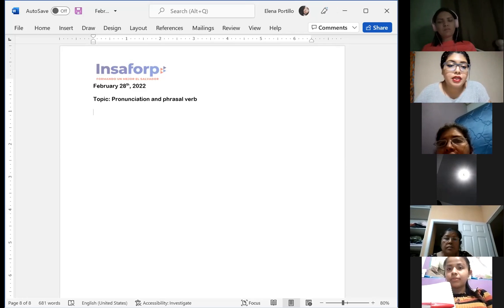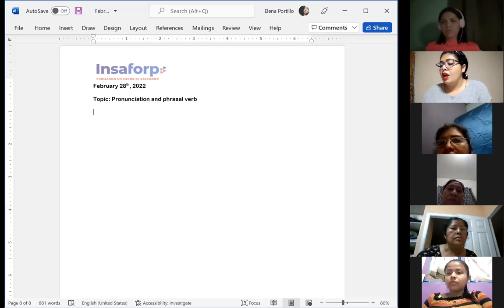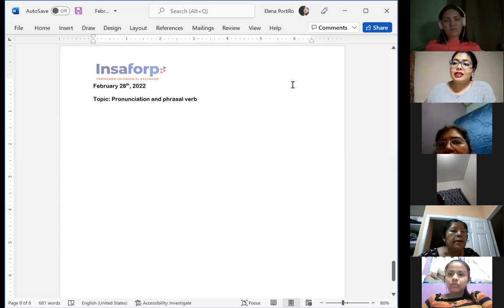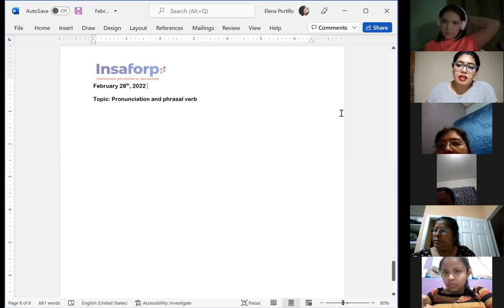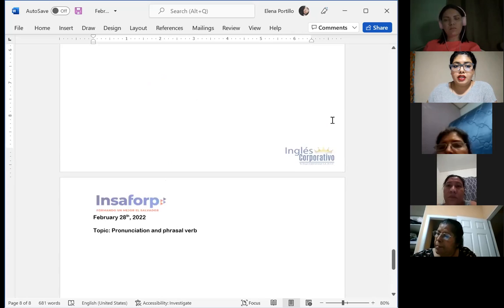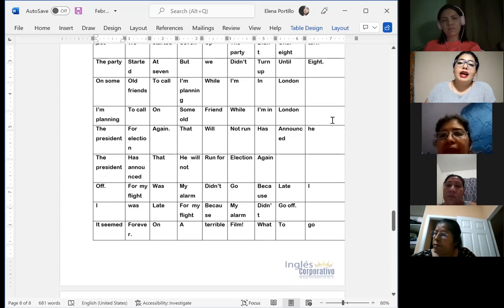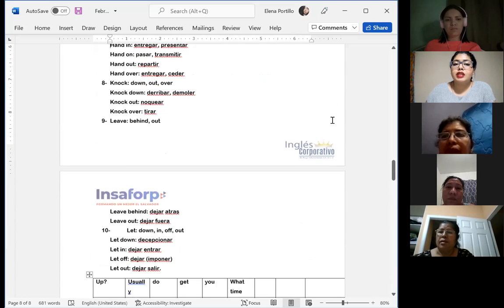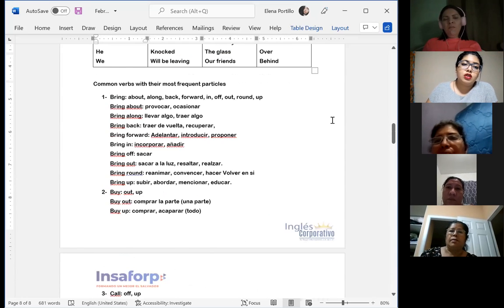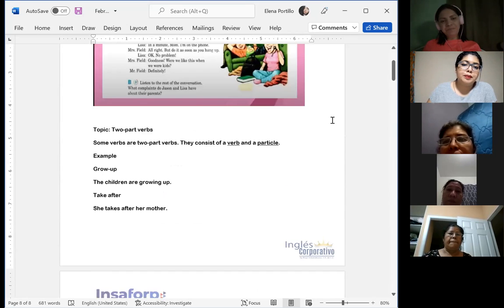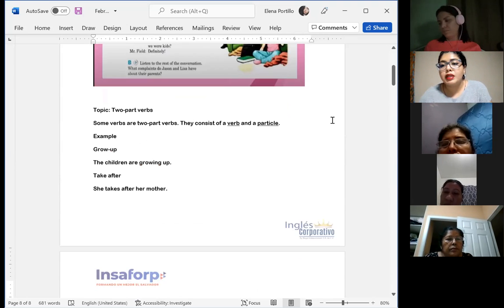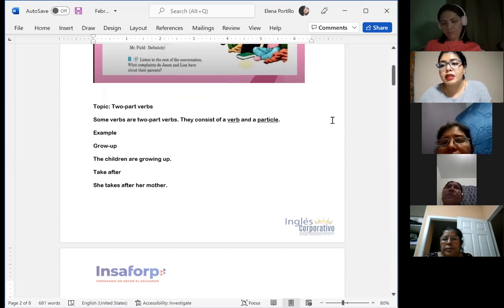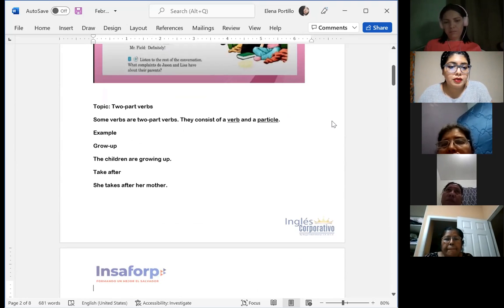But before entering this topic, we are going to talk about the last classes, session number 1 and session number 2. Last week, we were talking about different topics. We are just going to do a little review of those topics. First, we were talking about two-part verbs. That is the topic that we are developing already. And we have some examples.